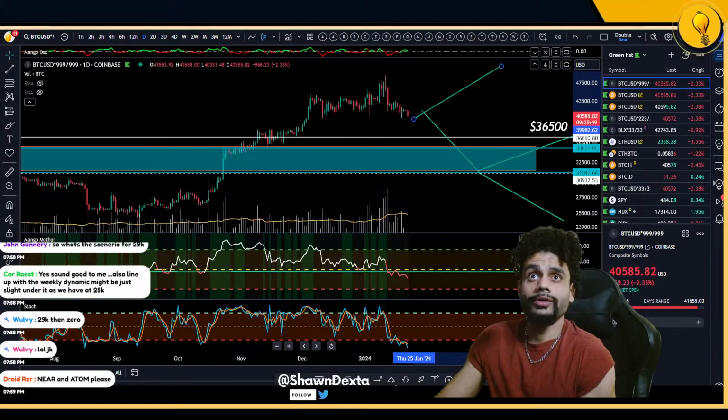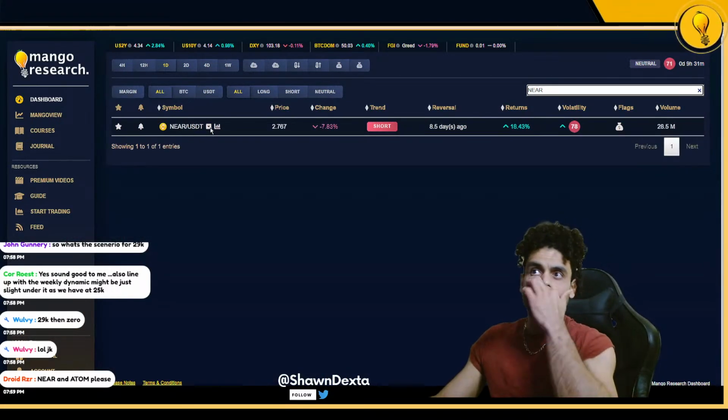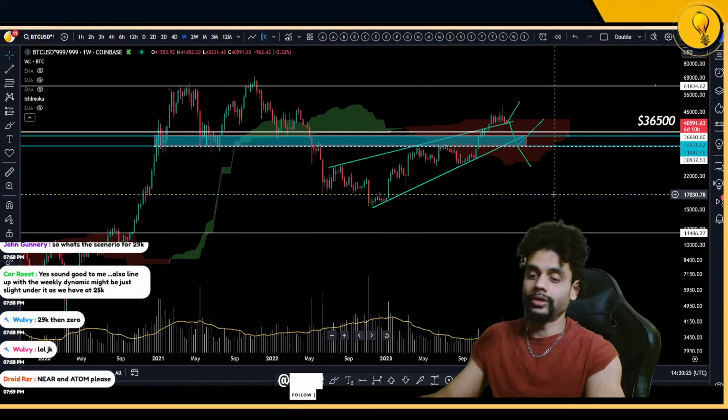Neo and Atom. Okay, you know what? We only have 10 minutes left. Let's go to some altcoins. Neo. 4-hour bearish, 12-hour bearish, daily bearish, 2-day bearish, 4-day neutral. Could be a buy opportunity on the 4-day time frame since the weekly is still long. Right, so let's go look at Neo.